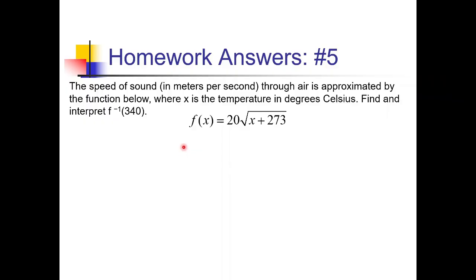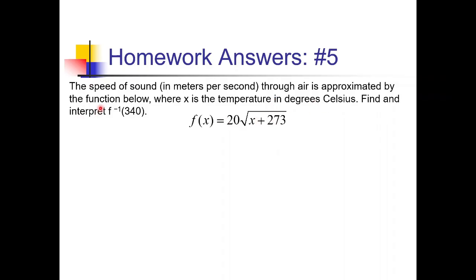On this one, we are told that the speed of sound in meters per second through air is approximated by this f of x function, and x is the temperature in Celsius. This is kind of interesting. Thinking about the real life part, the higher your temperature is, the faster sound is traveling through the air. But it's not a one-to-one relationship, it's a square root, so this is a speed that's growing very slowly, even with huge increases in temperature. Anyway, let's actually answer the question.